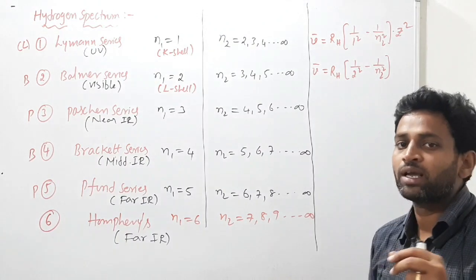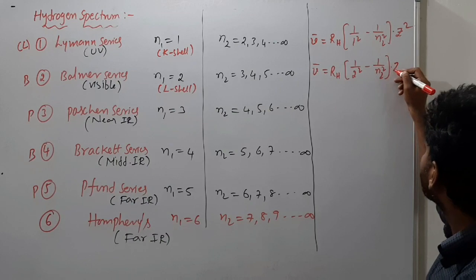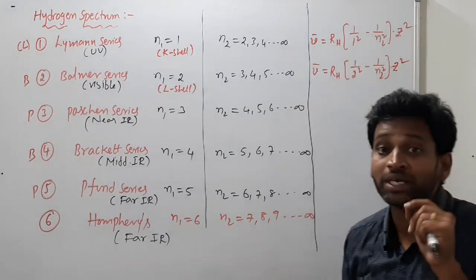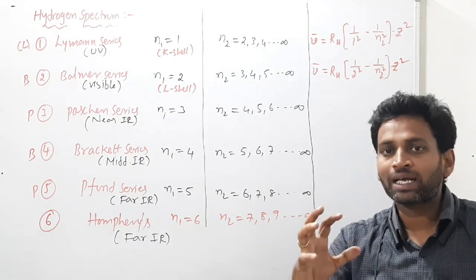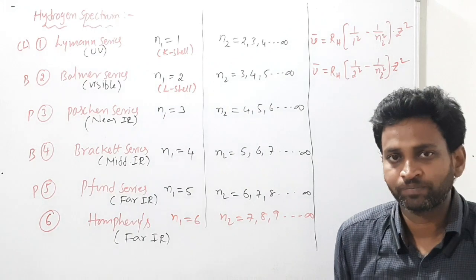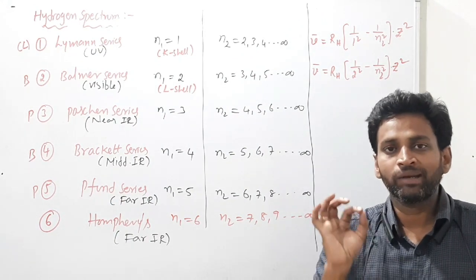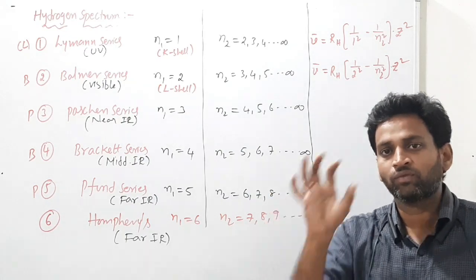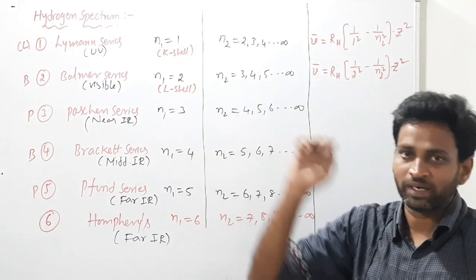Understanding? That's why I am not substituting the N2 value here. And one more thing, why I am not substituting the Z value: the atom's spectrum has to be mentioned in the numerical. If they do not mention which atom's spectrum, you can consider it as the hydrogen spectrum. Understanding? 99.9999% they will mention which spectrum, like hydrogen spectrum, helium spectrum, like that.